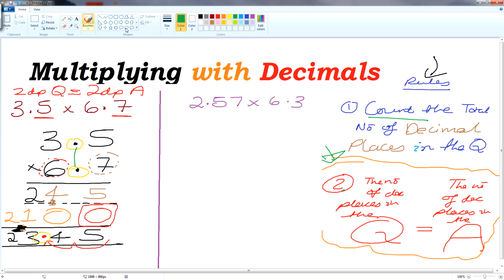That was the last one at least. Okay, 2.57 times by 6.3. So let's have Arwa. Can you please count for us the total number of decimal places, not points? How many places are there in this question? 3 decimal places. So the first one is 5, 7, and then 3. So we say 3 decimal places in our question, which means 3 decimal places in our answer.